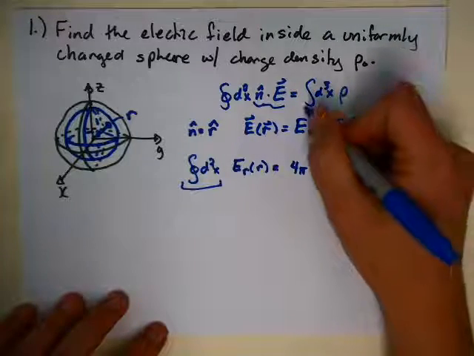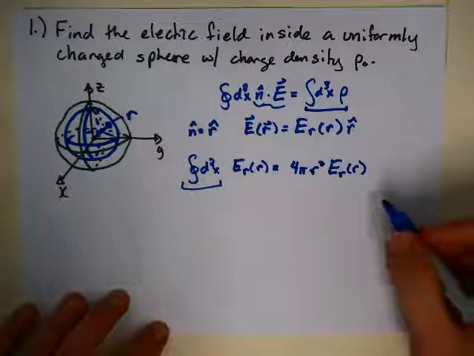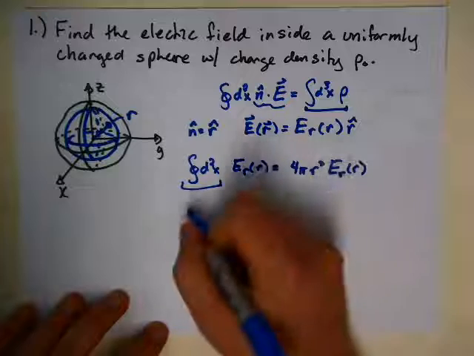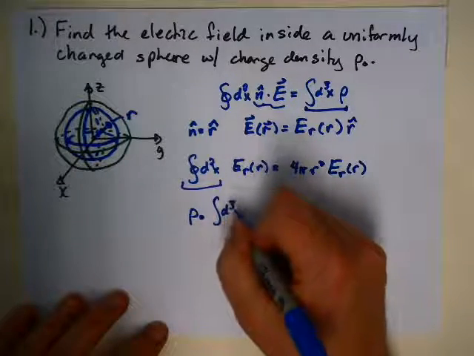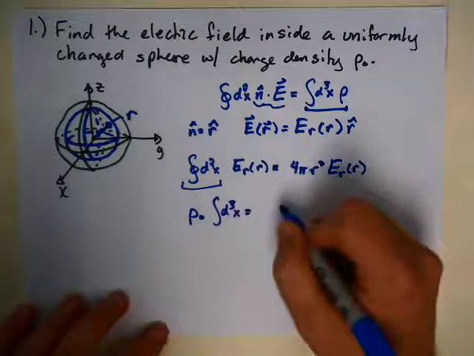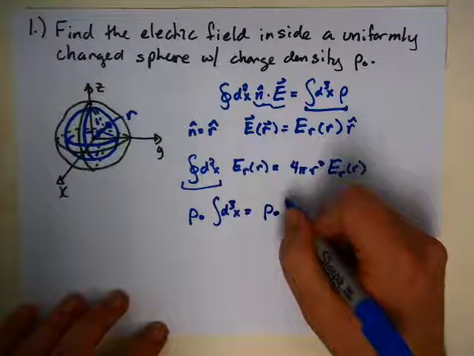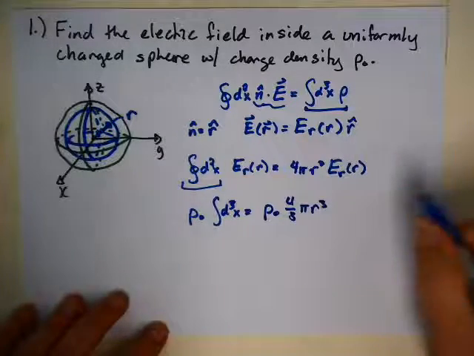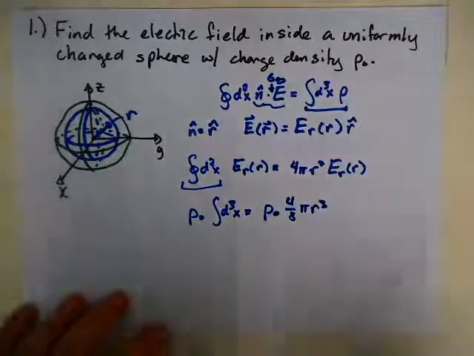The right-hand side of this equation up above is going to be very easy. Rho is a constant whenever we're inside the surface, so that factors out. And so the right-hand side is going to be ρ0 times the integral d3x. And the volume here is simply 4/3 pi r cubed. So this is ρ0 4/3 pi r cubed. I'm missing an epsilon naught there.